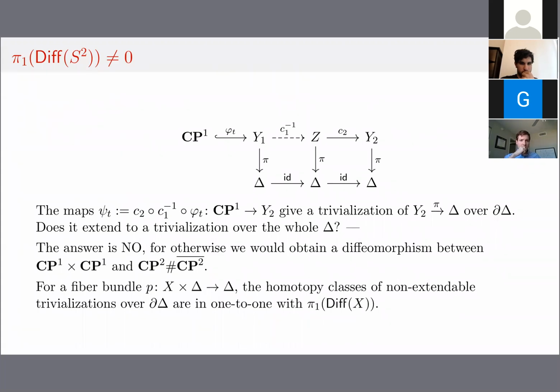So this way we constructed a trivialization of the S2 bundle over the disk, a trivialization over the boundary which does not extend to be a trivialization over the whole disk, and that gives you a loop in the group of diffeomorphisms. And homotopy classes of such non-extendable trivializations are one-to-one with π1 of Diff of the fiber.